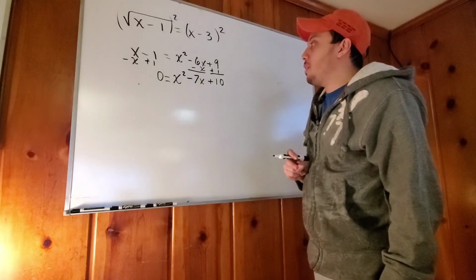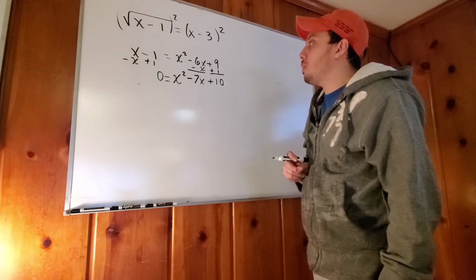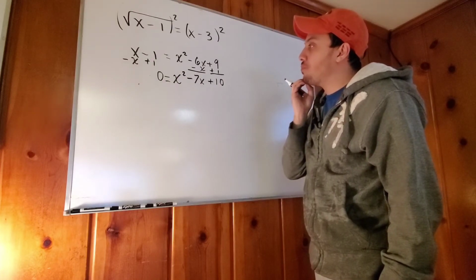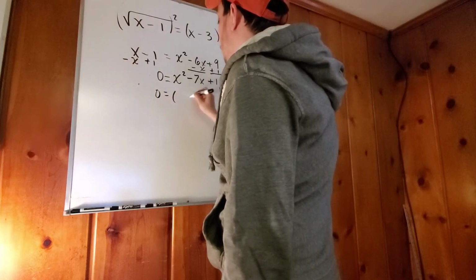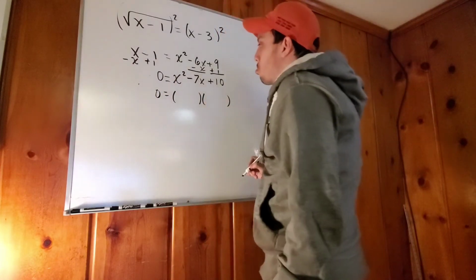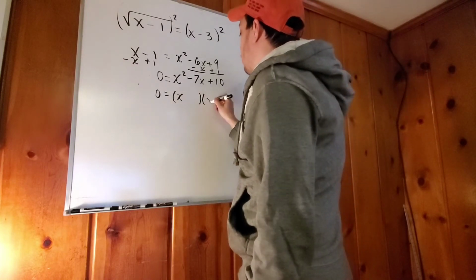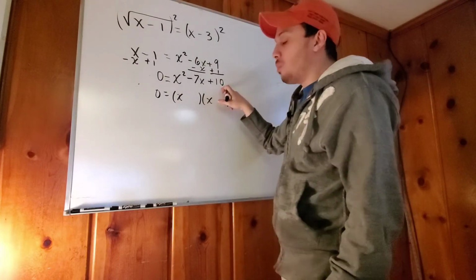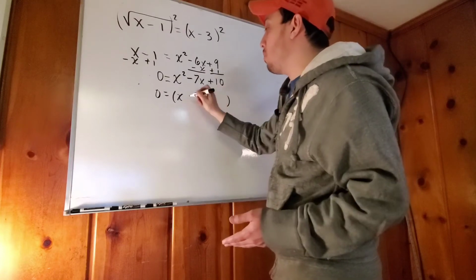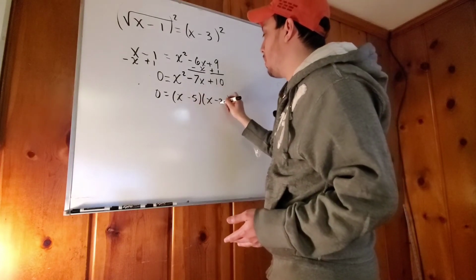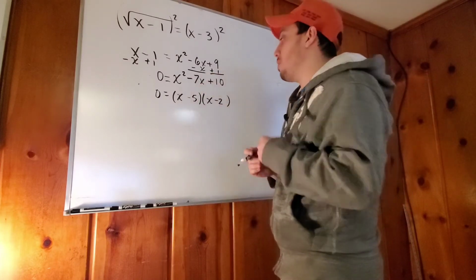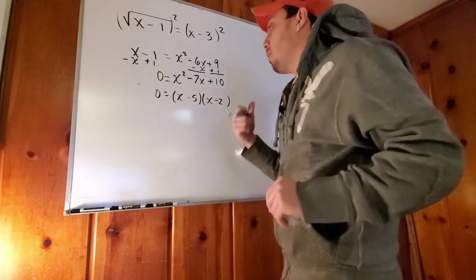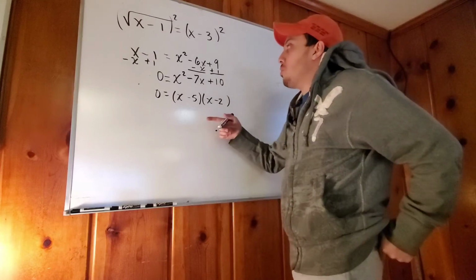Now that I have that though, let's see what happens. 0 then is going to be x minus 5 times x minus 2. 10 is 5 and 2, which is what I'm going to use, minus 5 and minus 2. Why? Because negative 2 minus 5 is going to be negative 7. So I told you, you have to become really good at factoring.